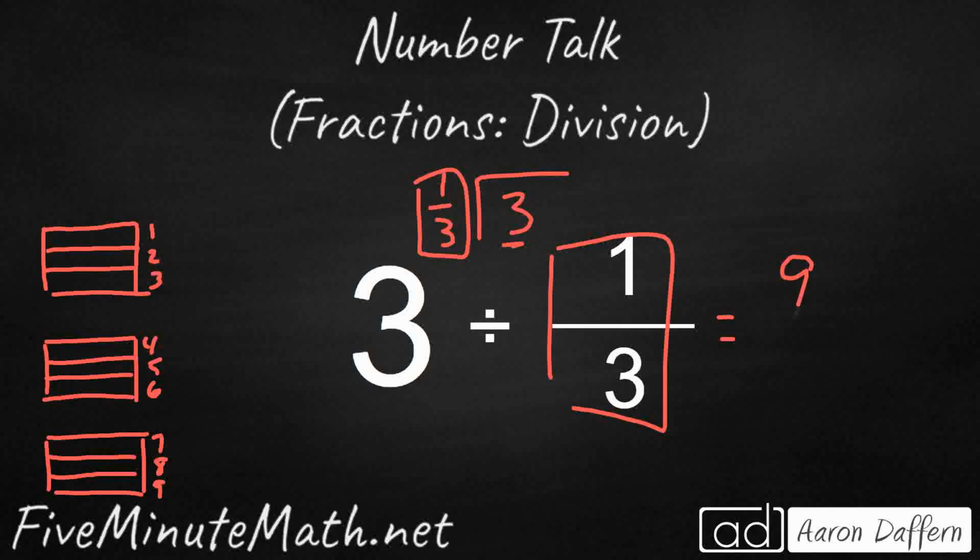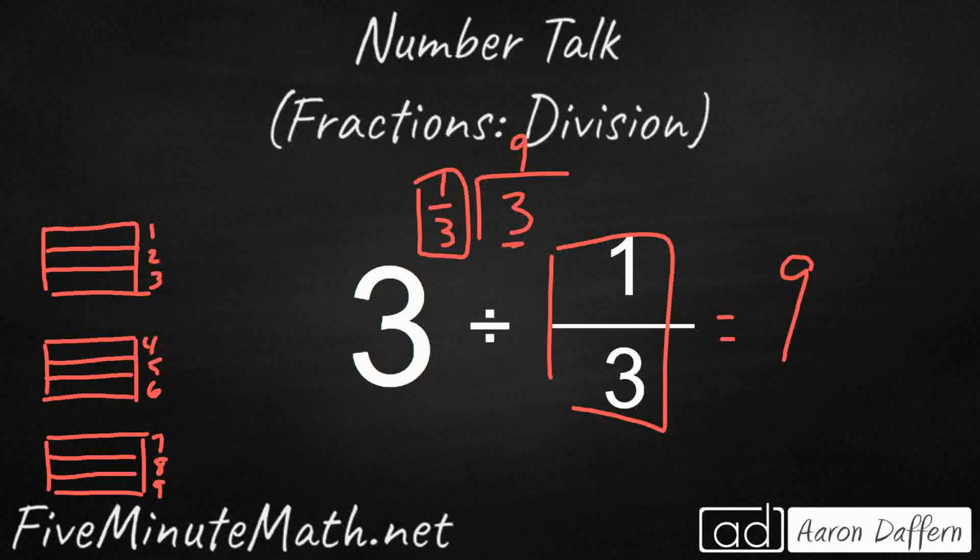So 3 divided by 1/3 is 9, and that's a little bit strange because when you divide numbers, typically your quotient, right, your answer, is smaller than your dividend. But in this case, we're dividing a whole number by a fraction, a proper fraction, and it's going to end up being a little bit bigger. So it's because we're dividing it into pieces smaller than 1, so we're going to get more than 1 piece out of this.